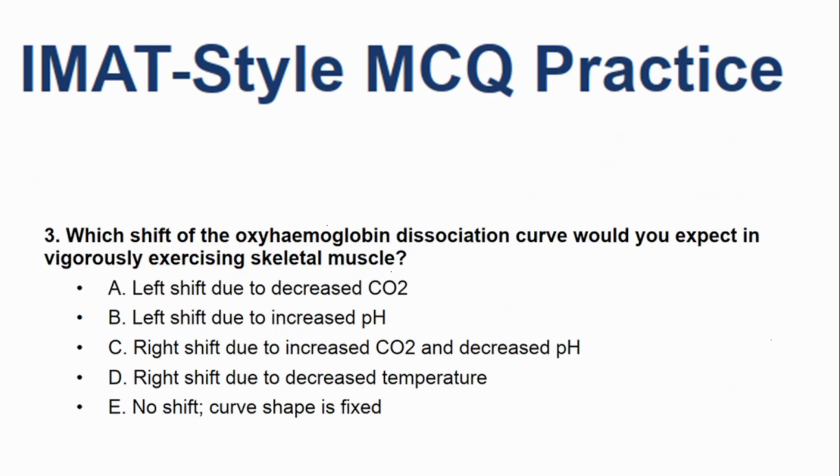Question 3 shifts our focus from respiratory regulation to gas transport in the tissues. The question asks, what shift of oxyhemoglobin dissociation curve would you expect in vigorously exercising skeletal muscle? Let's look at the options and figure out how hemoglobin behaves under stress.